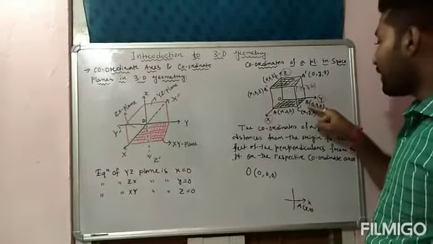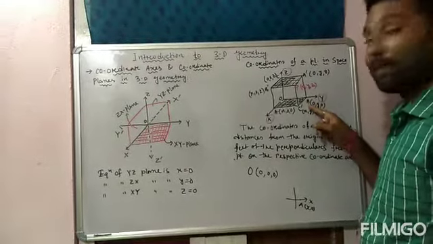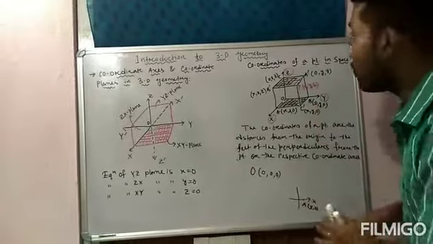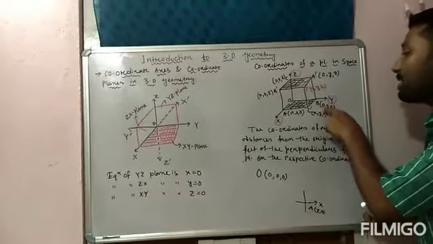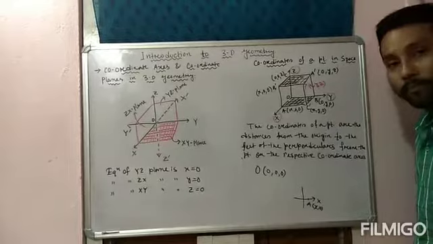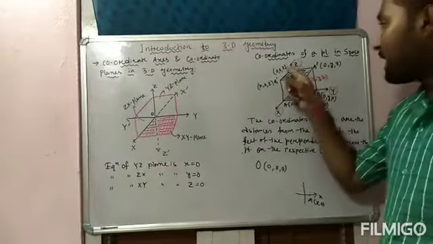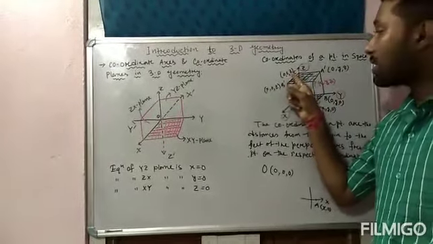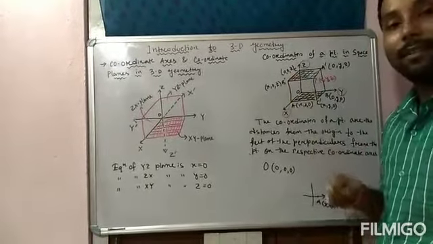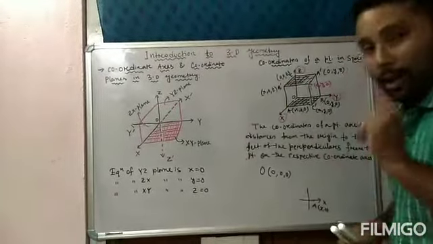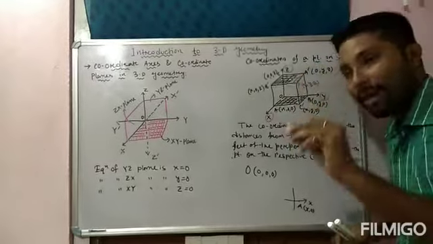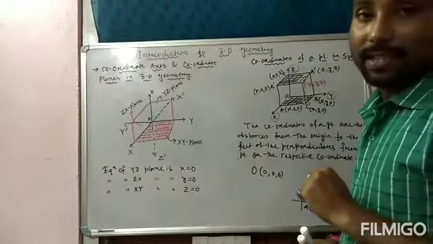Similarly, the coordinates of any point on Y axis, here B lies on Y axis. The coordinates of any point on Y axis are 0, Y, 0. Similarly, the coordinates of any point on Z axis are 0, 0, Z. Yes? Now, ये तो हो गया when the points lie on X, Y and Z axis.